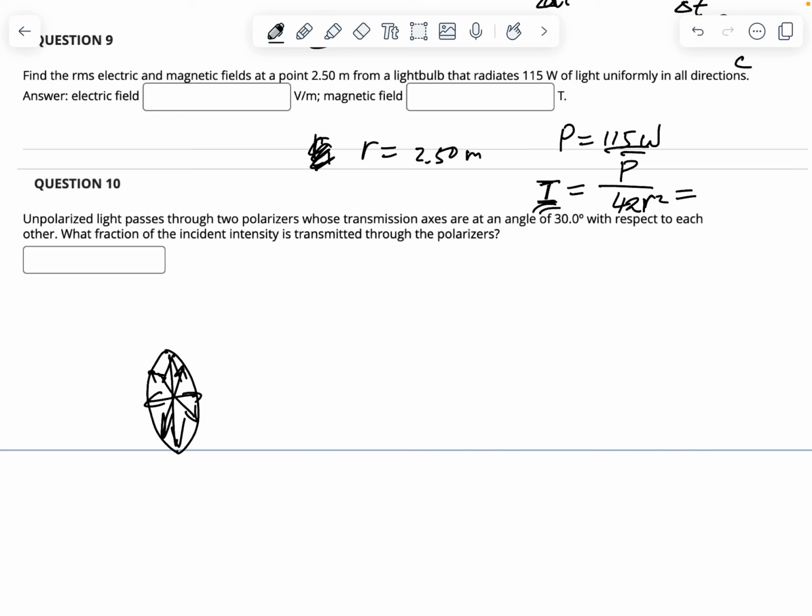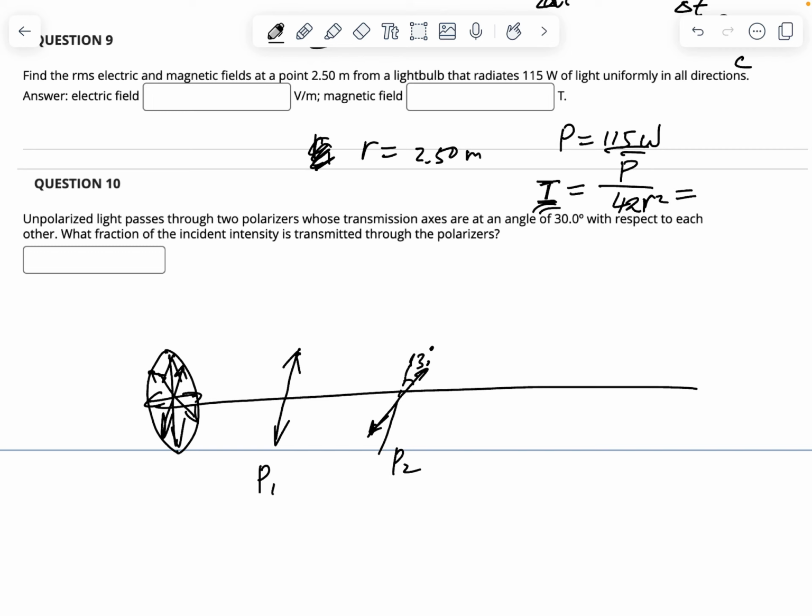So let's make this one, and this one. Okay, so assume whatever angle here. So that's P1, P2, with a 30 degree difference. Those two polarizers have a 30 degree difference with respect to each other. What fraction of the incident light is transmitted through the polarizers?